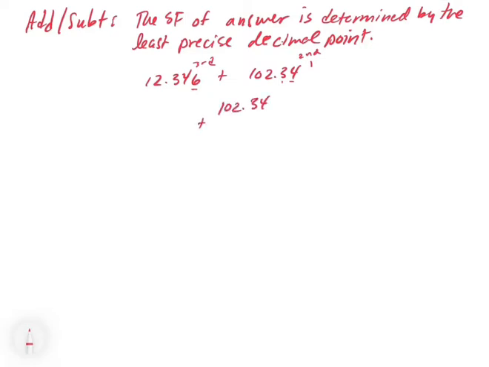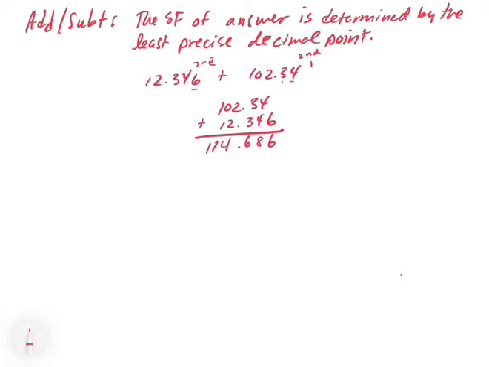If you take the 102.34 and you put it above the 12.346, just like you normally would add 2 numbers together, and you plug it into your calculator, you're going to get a number. So you're going to get 114.686.